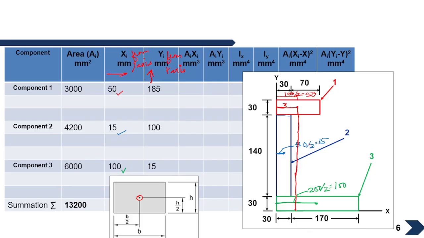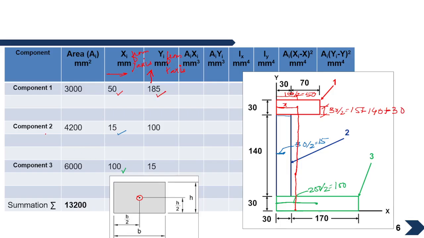Now we need to calculate these distances. How can we do that? This part will be half of this, because the centroid is at the center, so this will be 30 by 2, which is 15. This total is 140, so plus 140, and this part from here to here is already given as 30, so plus 30. If I sum this, we'll get 185.